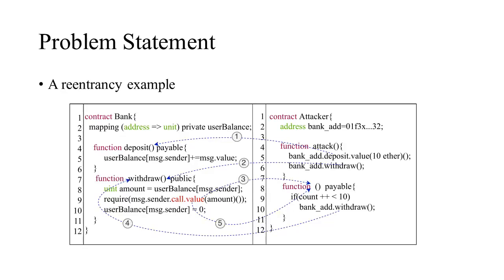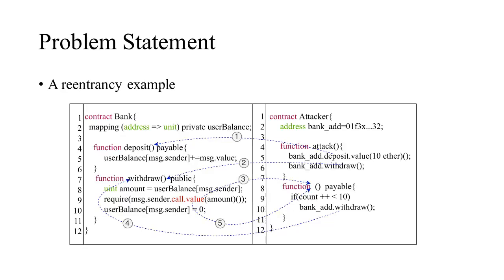Lines 8 to 10 of the bank contract show how it transfers money to us. First, in line 8, it reads out how much money we have in the contract. Then, in line 9, it transfers the money to us.